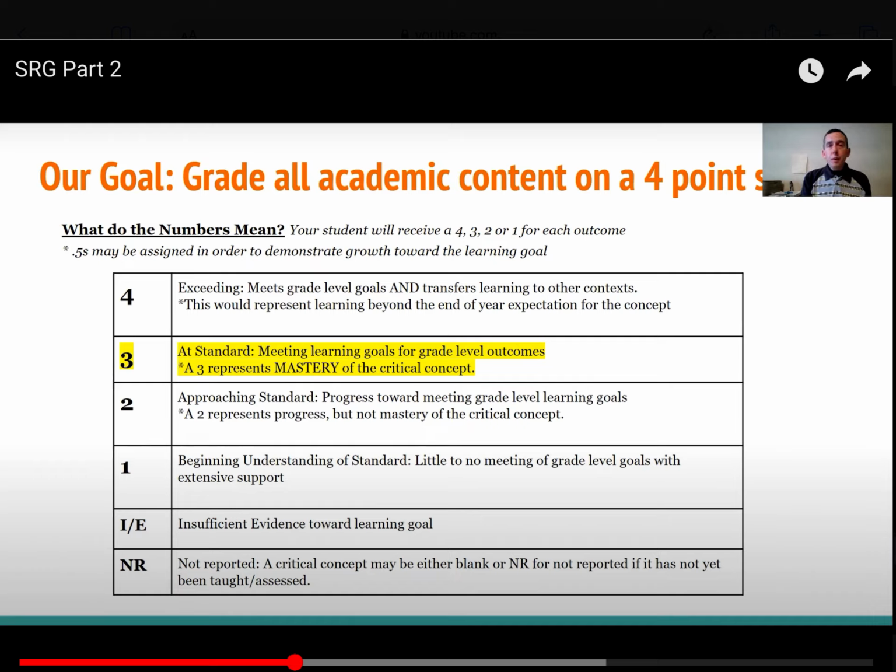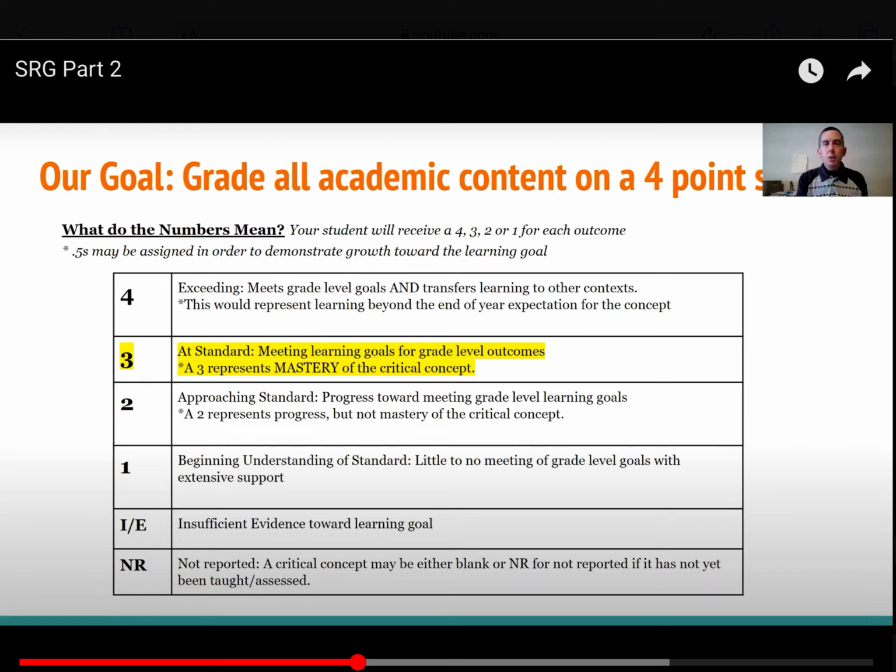There are 2 other grades you might see on a standards reference grade card. One is IE, which stands for insufficient evidence. You would see that score only rarely, but it might be for a student who has just moved into the district and we haven't had the opportunity to gather evidence on that particular standard. It's a pretty rare instance that we'll be using IE.